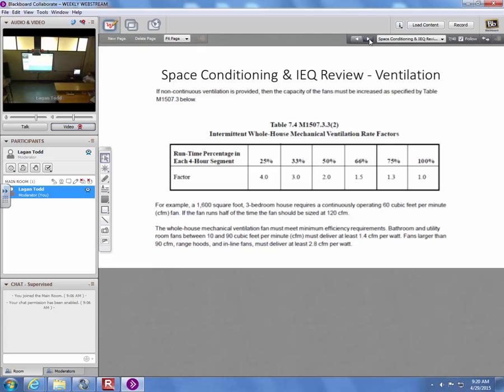And so they're requiring a minimum, depending on the fan size. If it's a small fan, a 10 to 90 CFM fan, you have to meet 1.4 CFM per watt. And for larger fans that are 90 CFM and over, you need to achieve at least 2.8 CFM per watt.